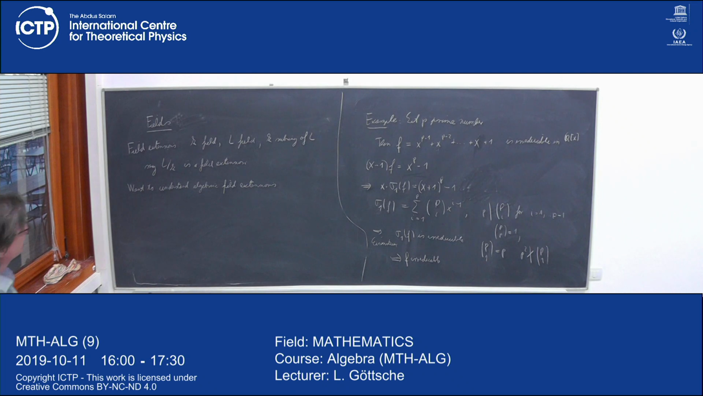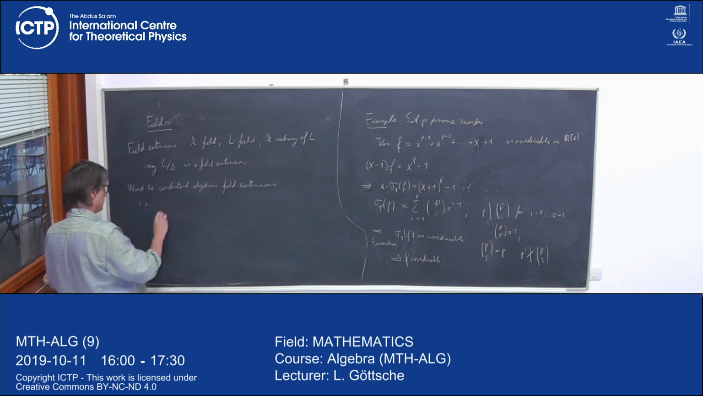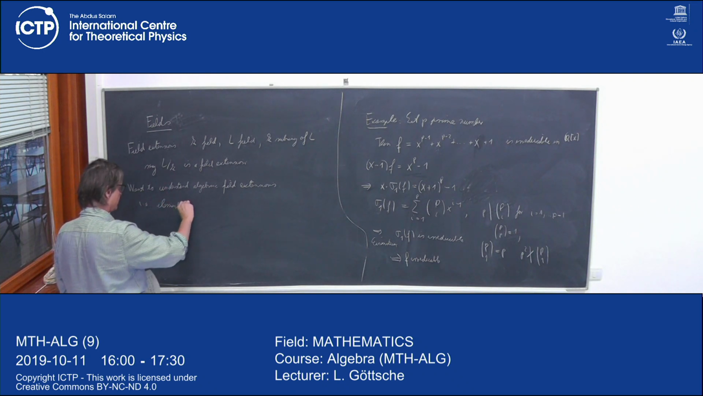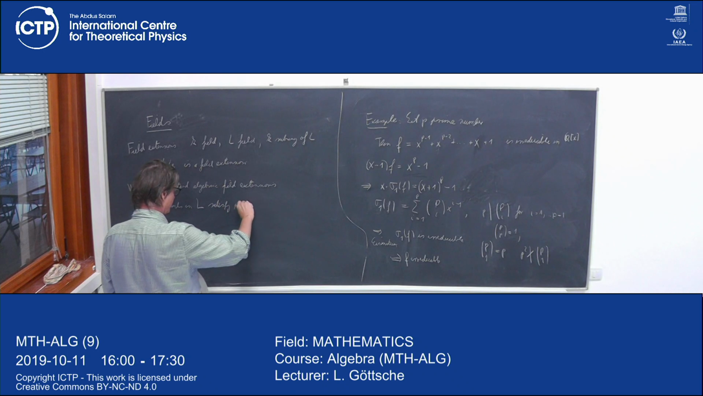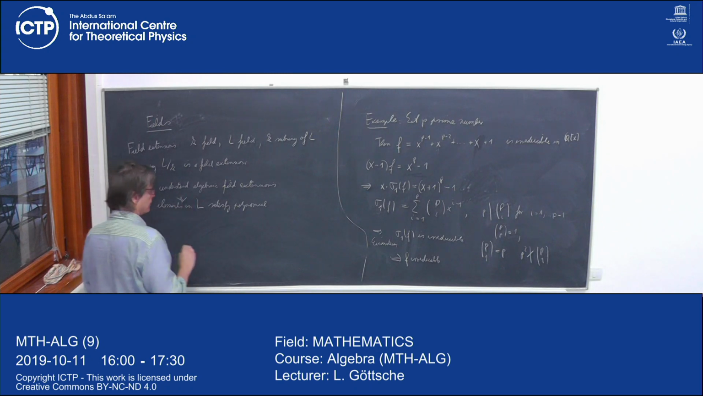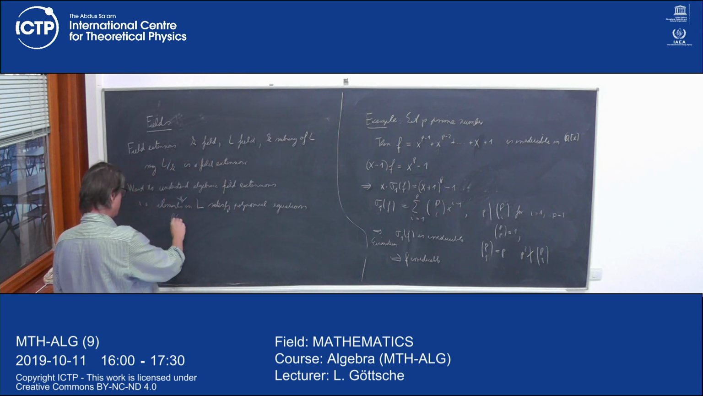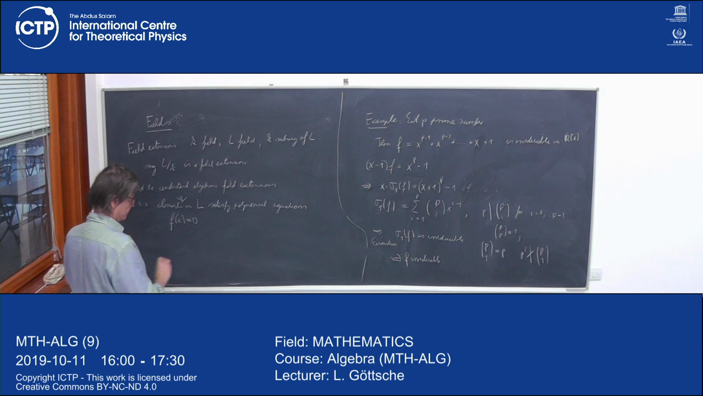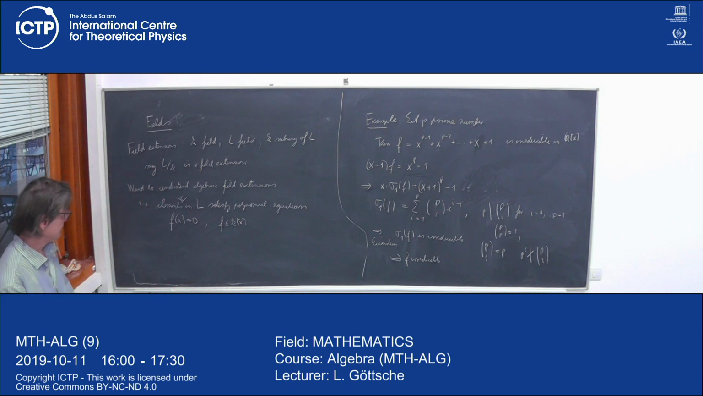An algebraic field extension is one, if it's L over K, where the elements of L satisfy some polynomial equation with coefficients in K. So for a in L, there is a polynomial f with coefficients in K such that f of a is equal to 0. And we want to understand those.